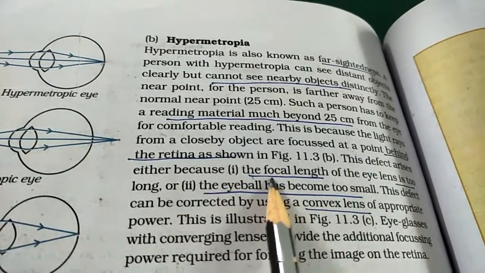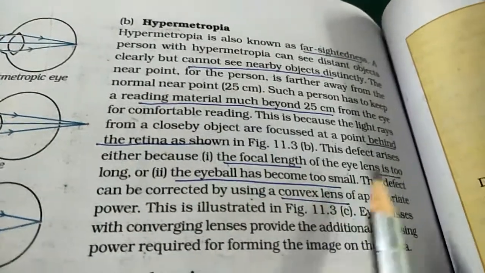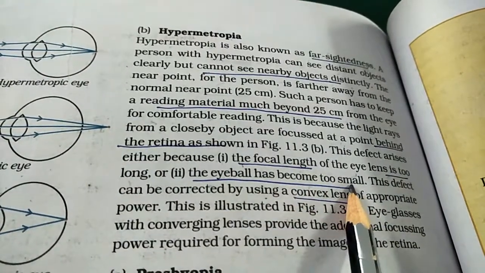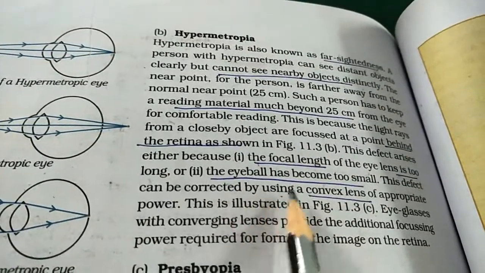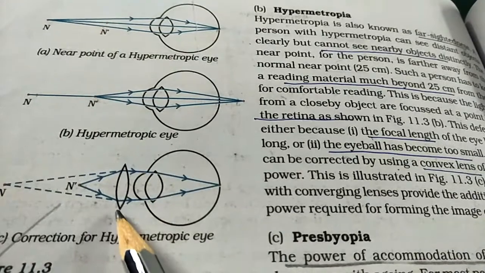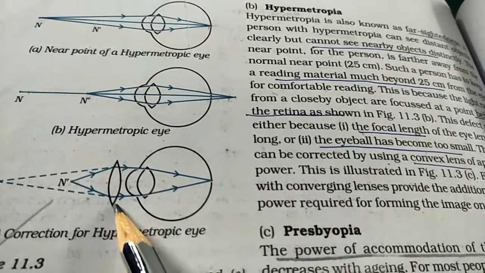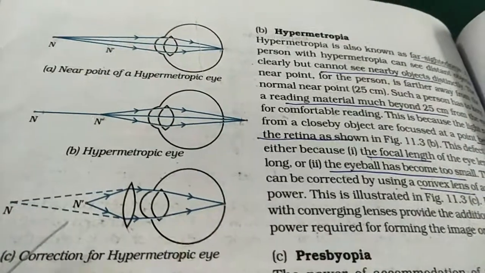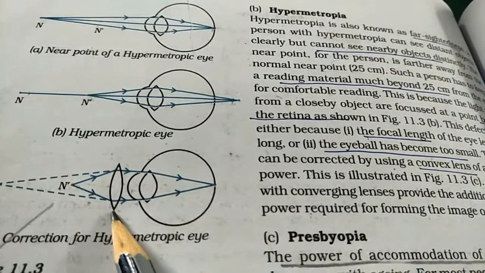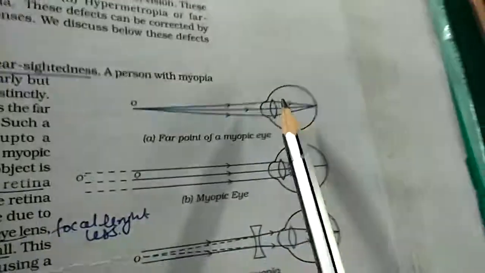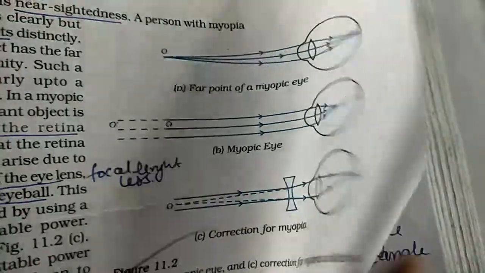This defect is caused because the focal length of the eye is too long and the eyeball has become too small. This defect can be corrected by using a convex lens. If you put a convex lens of proper power or focal length in front of the eye, the image will be focused on the retina. So for correction of hypermetropia, you need a convex lens. For correction of myopia, you need a concave lens.